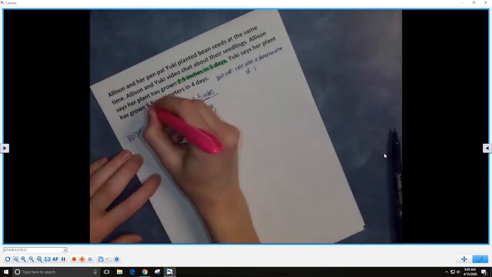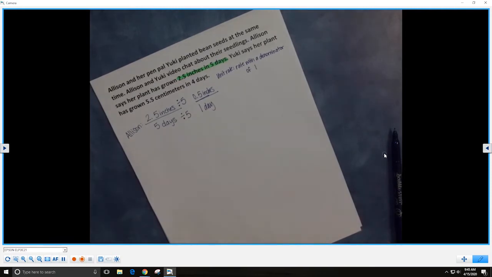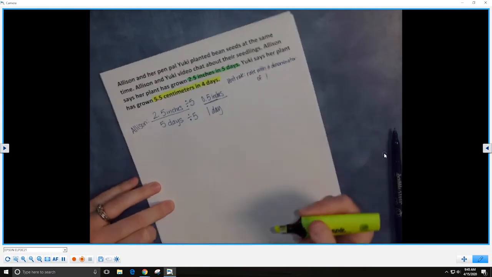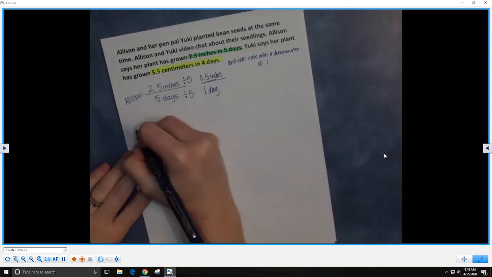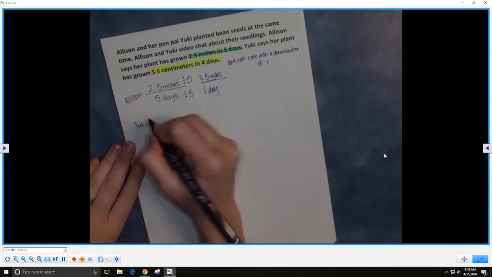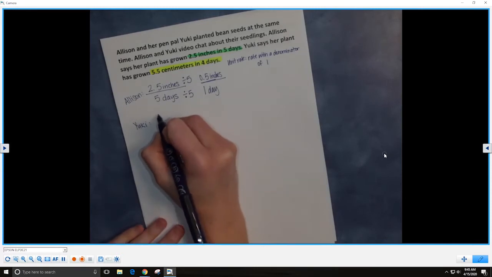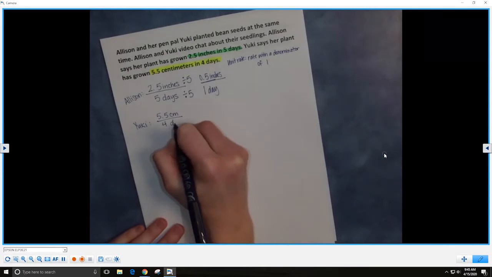Yuki says that her plant has grown 5.5 centimeters in 4 days. That highlighter doesn't work. Let's try a different one. 5.5 centimeters in 4 days. Okay, there we go. How many centimeters did her plant grow per day? Well, just like we did for Allison, let's create a rate. So if we first set up our ratio here, 5.5 centimeters in 4 days.